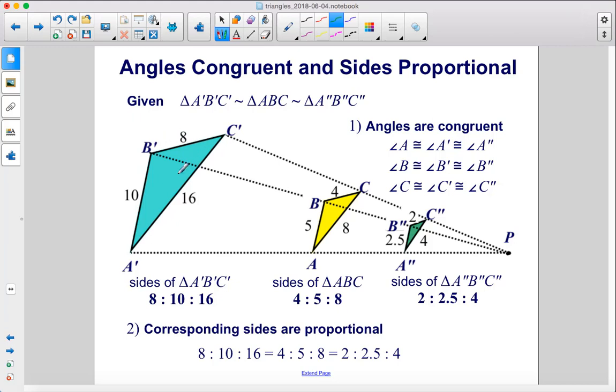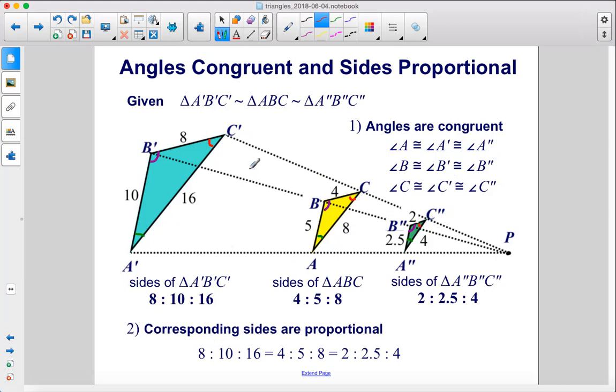All right, so when you have similar triangles, the angles are congruent and the sides are proportional. Given that all three of these triangles are similar, we know the angles are congruent. So this angle here is congruent to this angle here, is congruent to this angle here, A. We have B prime is congruent to B, is congruent to B double prime, and we also know that C prime is congruent to C, is congruent to C double prime.